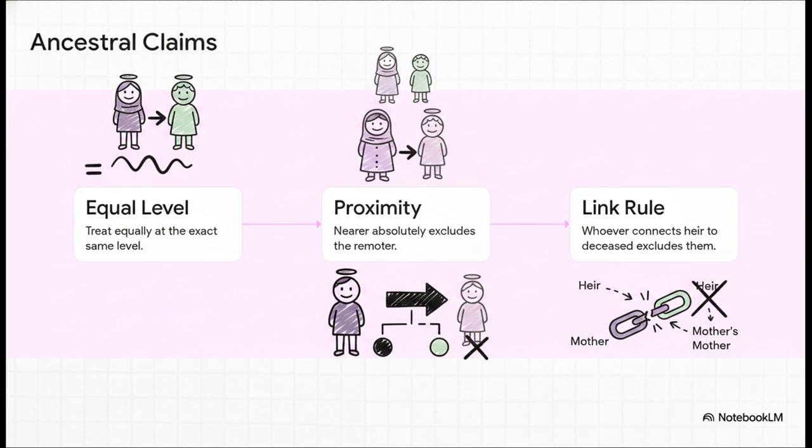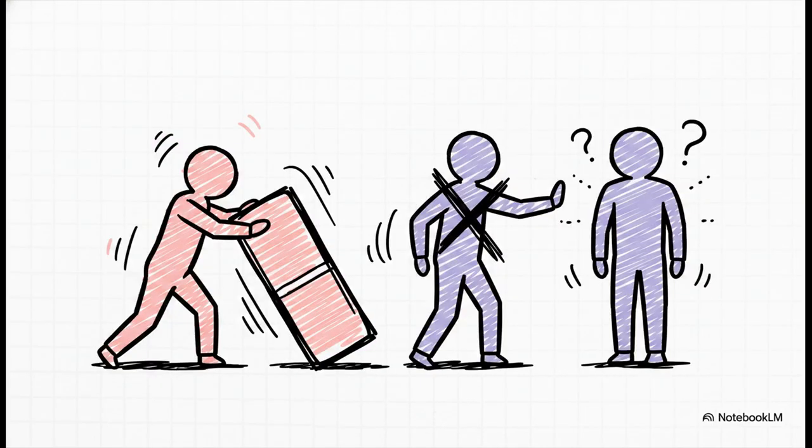So for example, a living mother will exclude a mother's mother. Simple enough, right? Well, here is where it gets wild, and it's a huge trap for law students. Write this down and highlight it. An excluded heir can still legally exclude other heirs.